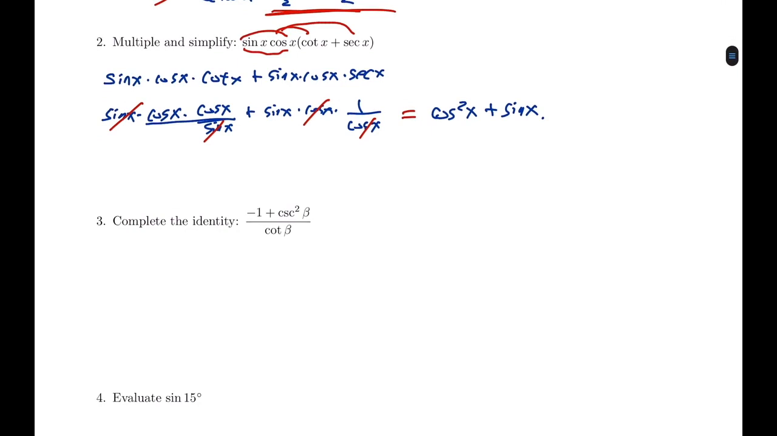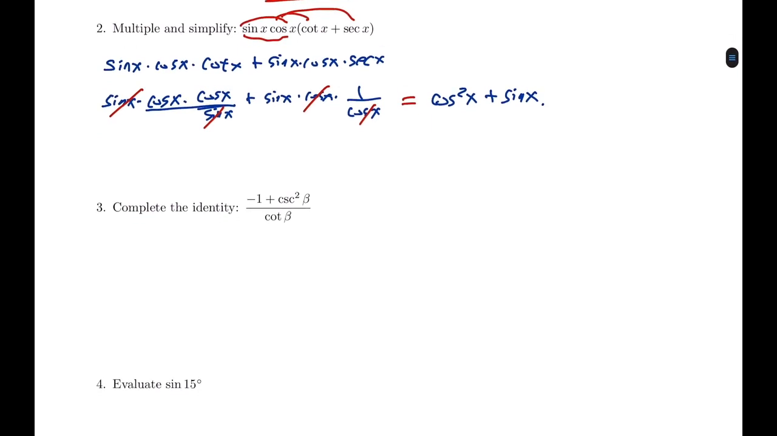Okay, let's look at number 3. It says complete the identity. Again, this is just another way of saying simplify this trig expression. For this type of problem, we have to remember some identities, and one of those is the Pythagorean identity. One of them, using cosecant squared, is cotangent squared x plus 1 equals cosecant squared x. So this is one of those that you have to know.